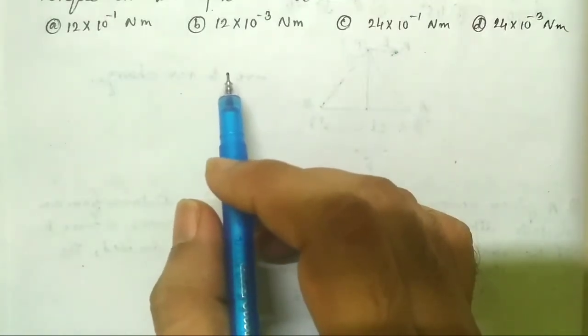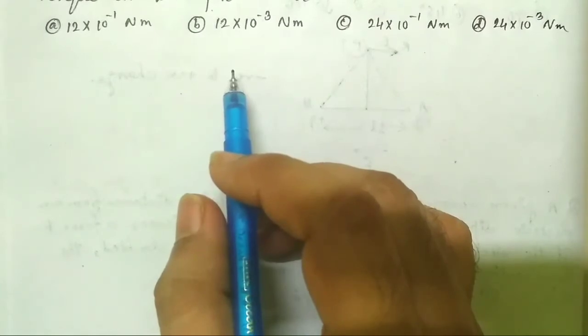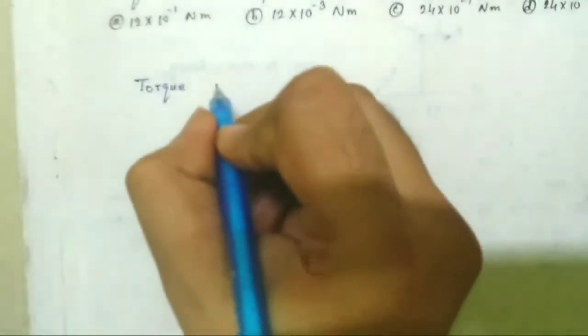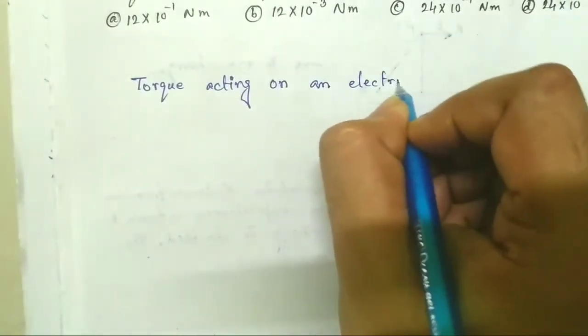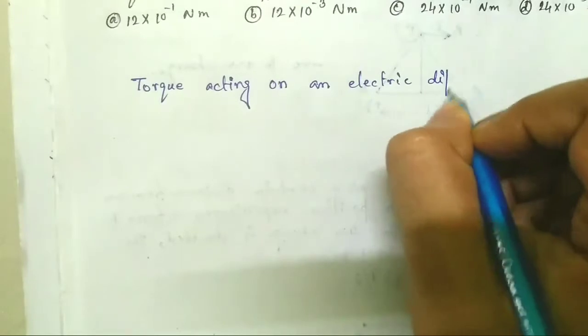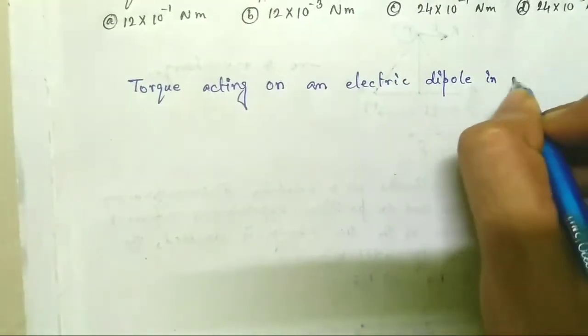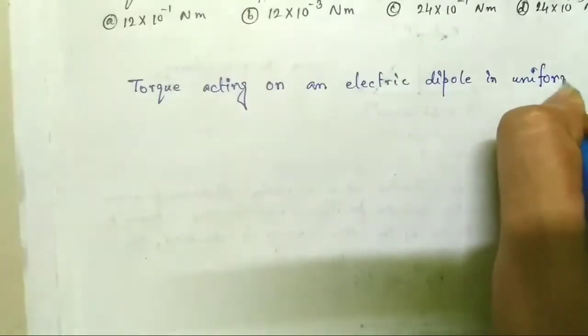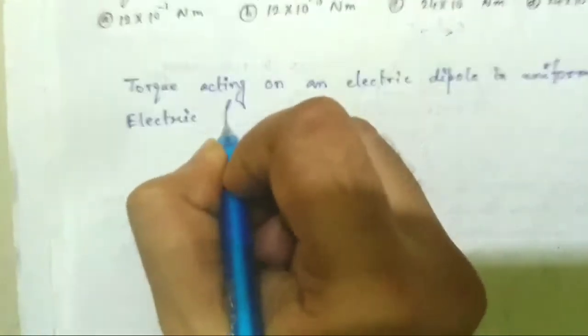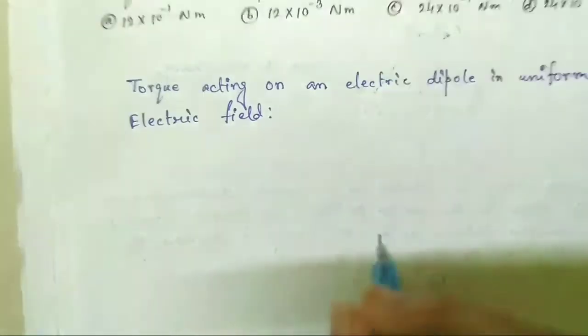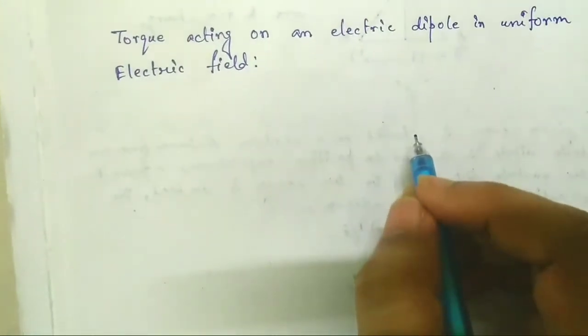First of all, let us see how the torque acting on an electric dipole in a uniform electric field is calculated.